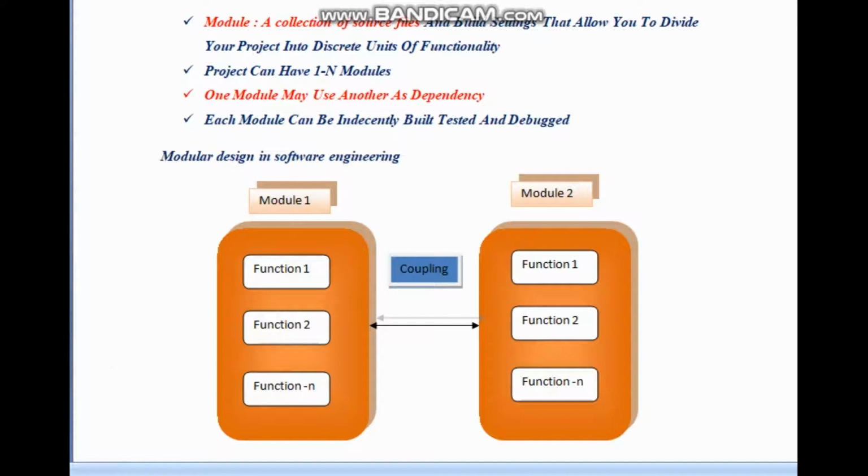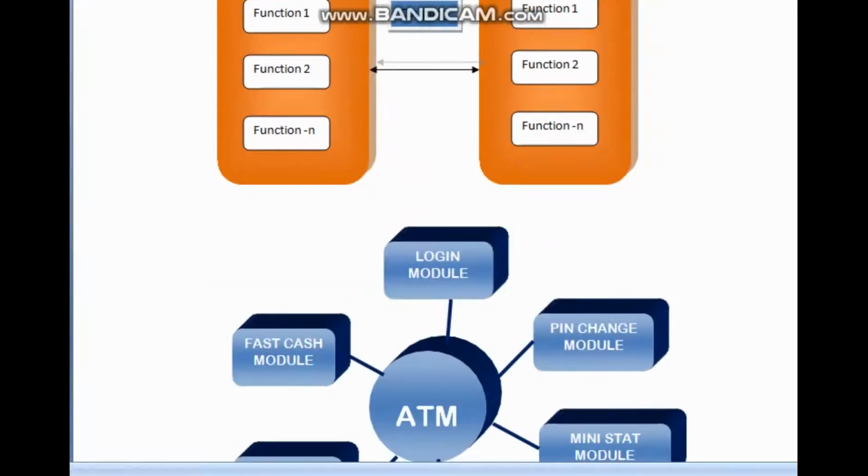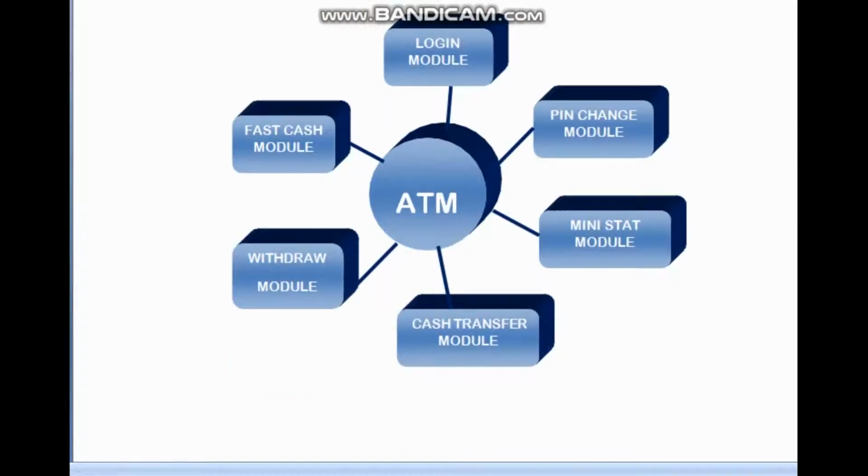So now I will tell you one example on how exactly the modular approach is carried out in software development. Here you can see that this is our ATM system. So we have some modules here. We have a login module, then we have a pin change module. So I'll just clear it. First, this is the central system. So we have login module, pin change, withdrawal, cash transfer module, fast cash module, and mini statement module.